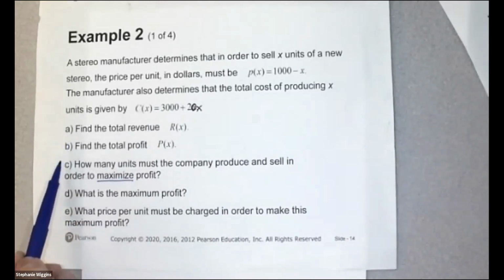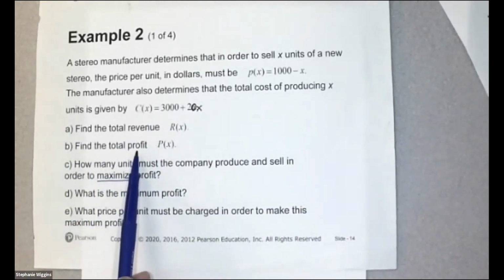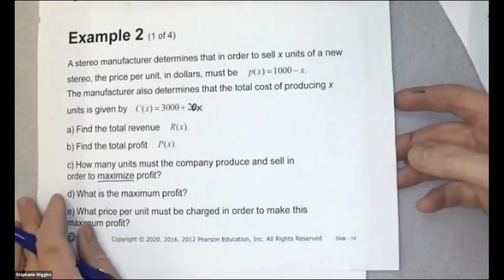We have 5 steps that we want to go through. We want to find the total revenue, then we want to find the total profit, we want to maximize profit, and then we want to find the value of the maximum profit. And then we want to find out what price will yield this maximum profit. So those are the 5 steps of the problem. Let me go ahead and work through those.